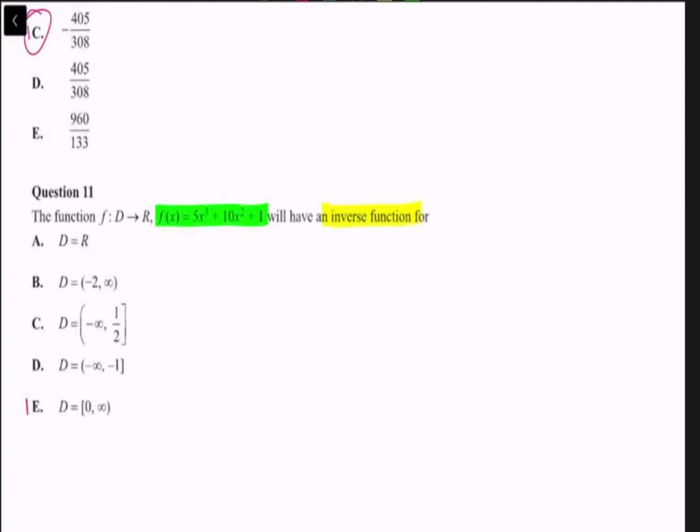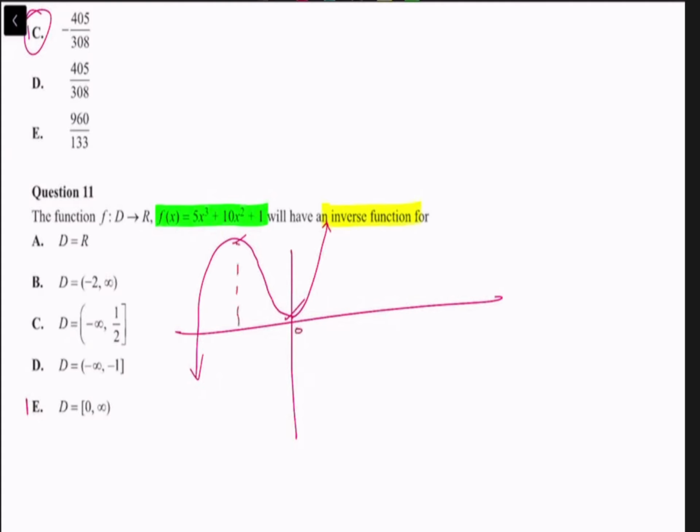This function is going to have an inverse function, so we know that it's going to have to be 1-to-1. To do that, we would graph it first. From what I remember, it looks something like this. Then you just check each answer, looking for the domain for which it's 1-to-1. All real numbers, no, it's not 1-to-1 because it has a local minima and maxima. I think this was 0 and this might have been -3, I'm not sure, so we check the next answer.